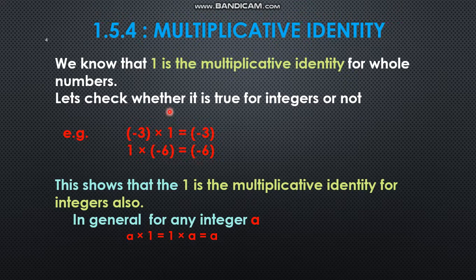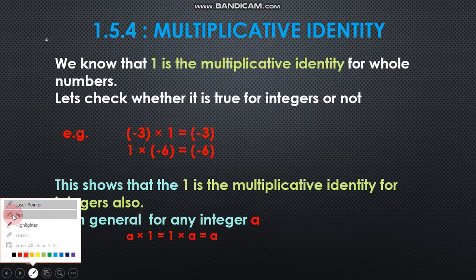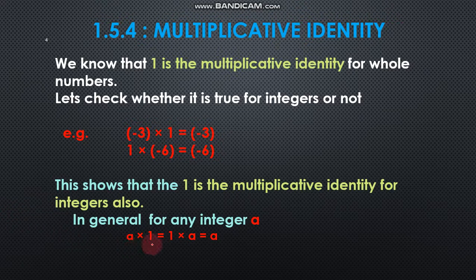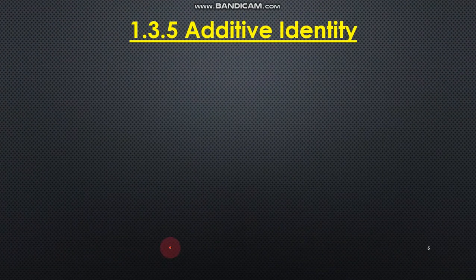So what is that 1? After multiplying any integer by 1, we get the result as the integer itself. This shows that 1 is the multiplicative identity for integers also. So here we can say that a multiplied by 1 or 1 multiplied by a gives you the result as a itself. Okay, after studying this, the next property is the additive identity.